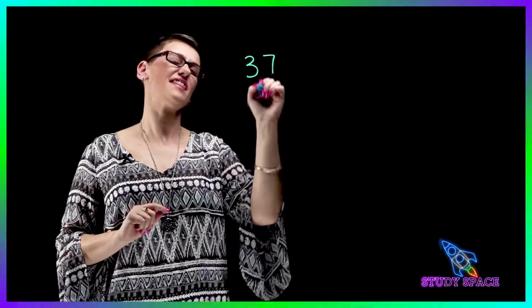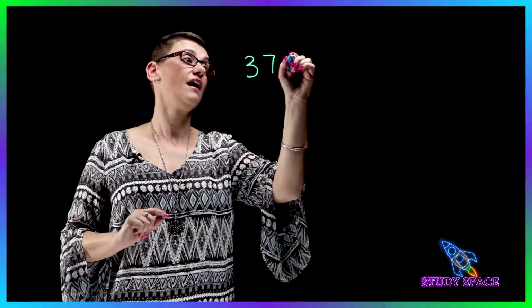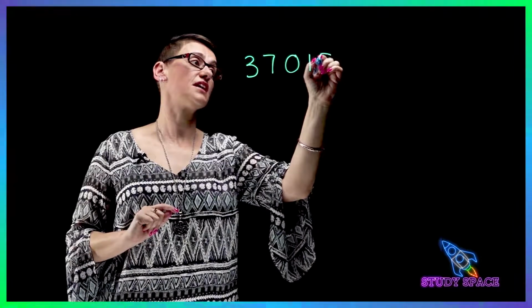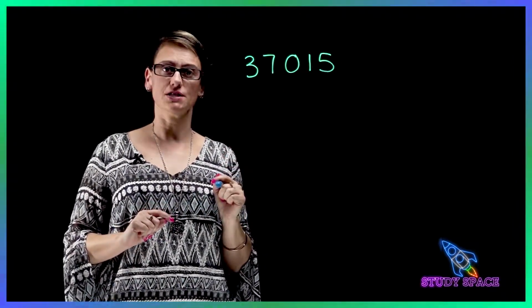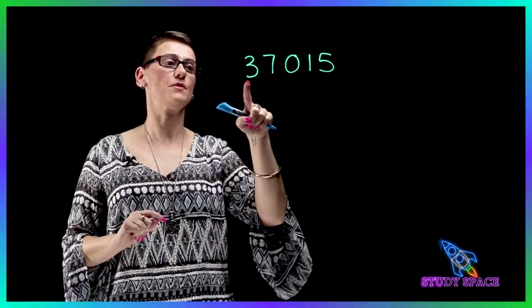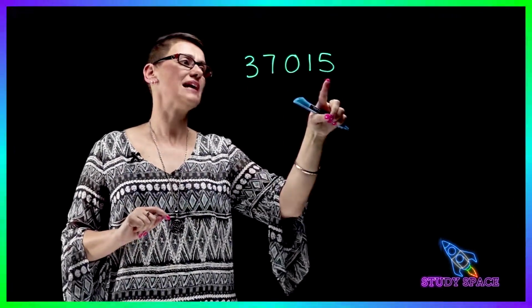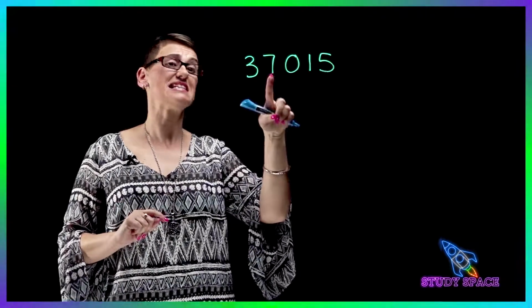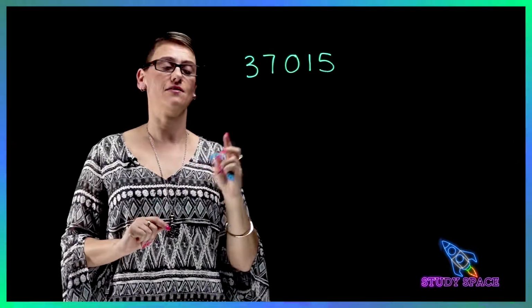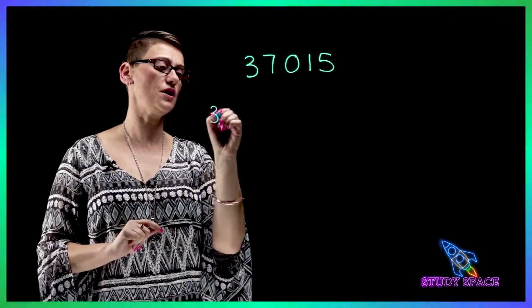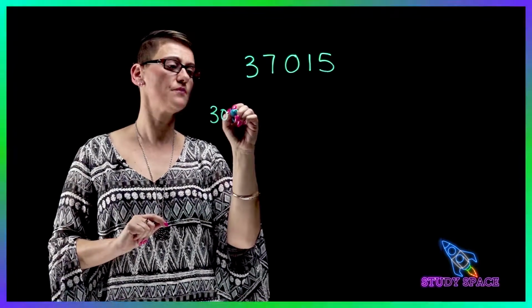Now let's have a look at our next example, boys and girls. So in standard form, our number is 37,015. Okay? So let's have a look at this expanded notation. So we need to start from the 3. So ones, tens, hundreds, thousands, tens of thousands. So this 3 represents 30,000. Okay? So we write 30 and we leave a little bit of a gap.